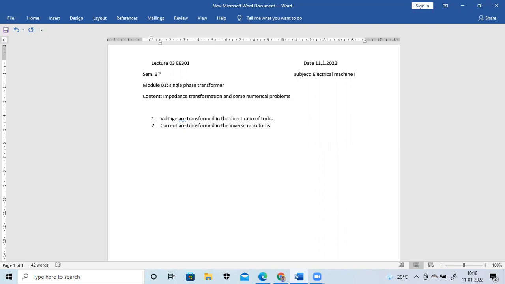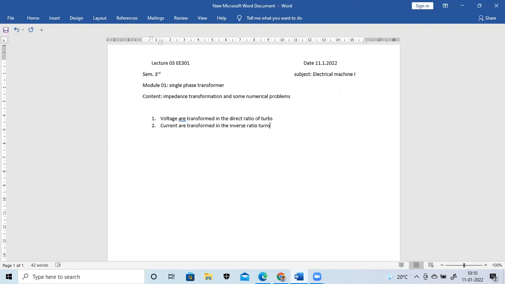Inverse ratio of turns means 1 by K into I2. If you multiply by I2, then you will get the equivalent current of the secondary side transferred towards the primary side. Whatever the quantity of the secondary side transferred towards the primary side is represented by V2 prime or I2 prime, for both voltage and current.